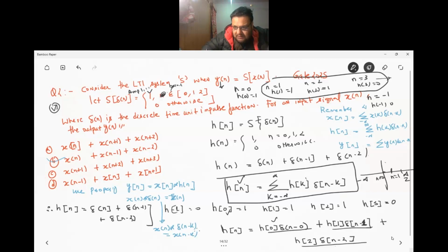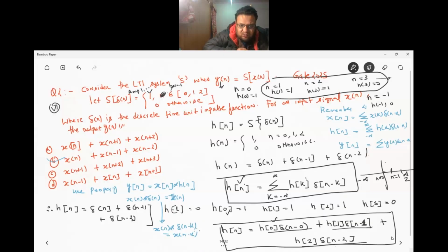Output is nothing but y of n, or you can directly write this as here, let me show you. So you can use this. Once you get this h of n value over here, you can use the impulse response property, that is simple convolution. Y of n is just x of n convolved with h of n. So h of n you got, x of n into h of n.